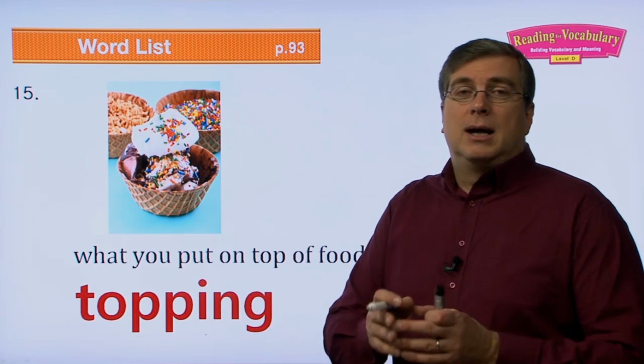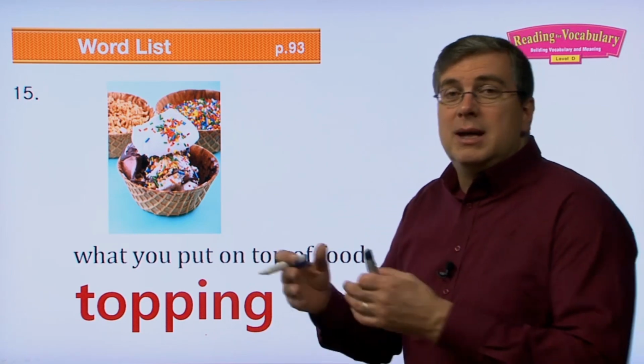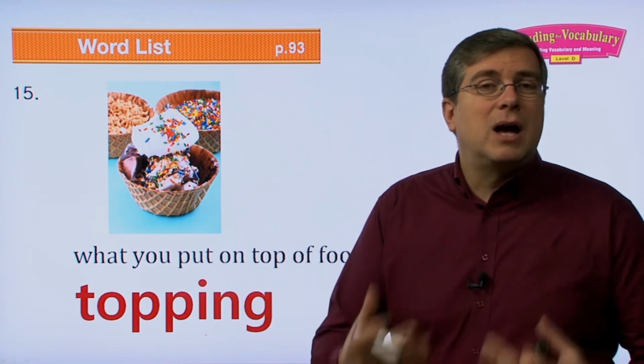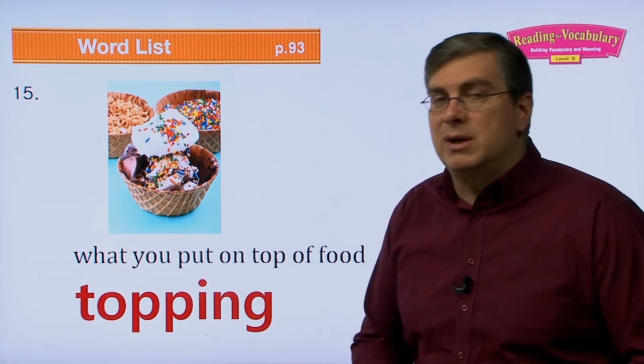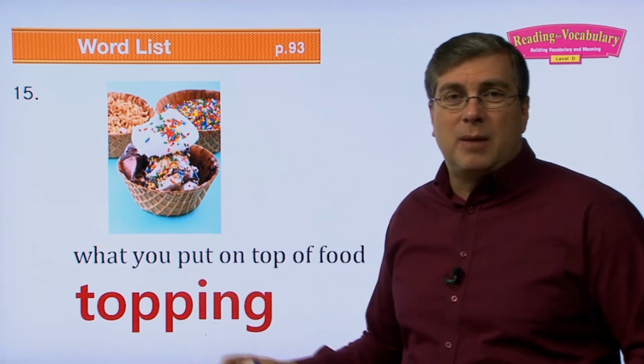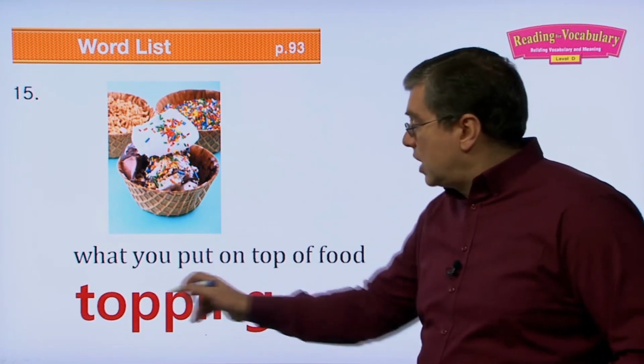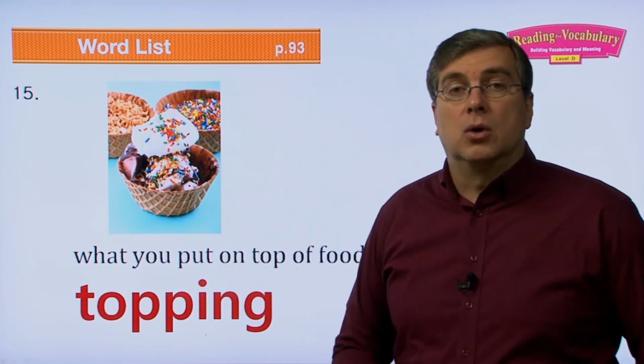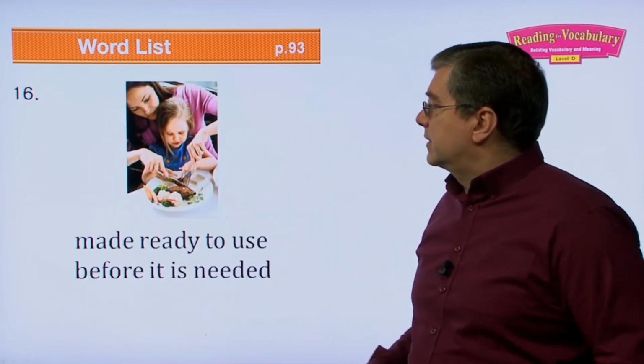Again, it could be a meal, it could be steak, it could be pasta. What is the topping that you put on it? Especially pizza. When you think about pizza, it has many different toppings, and you choose which topping you want on your food. Next one is 16.